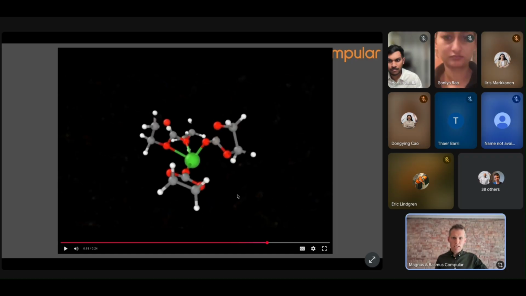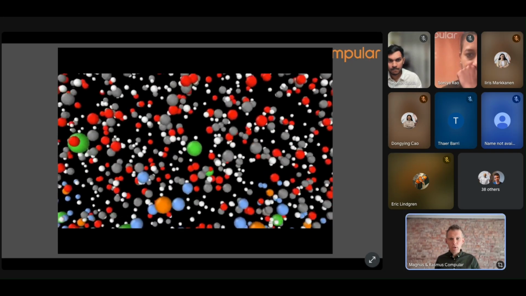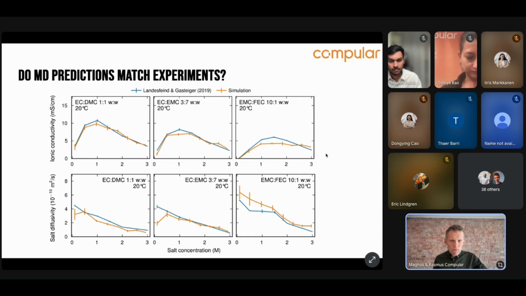But what you need to know is that from these simulations we can compute transport properties. So then you could ask, does it work? And of course we have done a lot of benchmarking of this. And here you see an example of that.